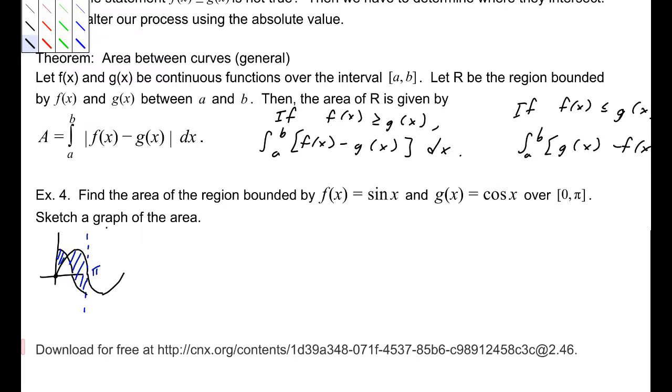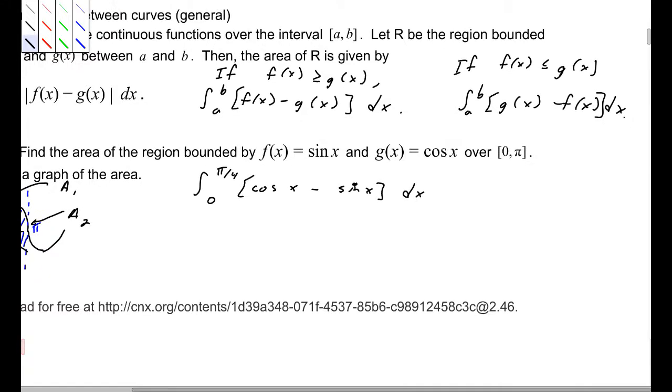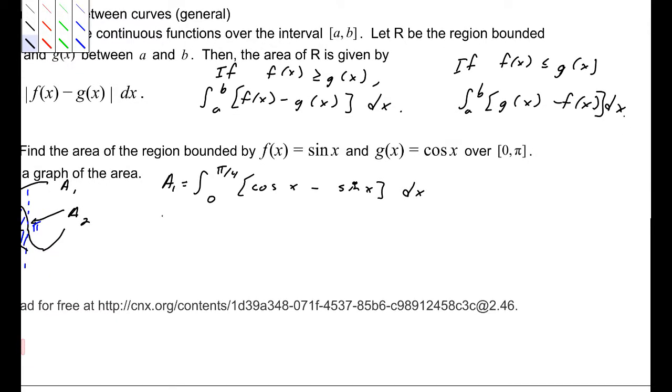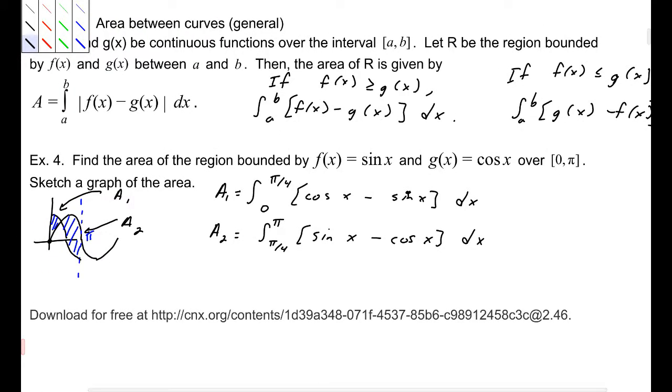The first region is going to be the integral from 0 to wherever they intersect, which I do know for a fact, using technology, is going to be pi over 4. And cosine is above, so we have cosine x minus sine x. That's our area 1. Area 2 is from pi over 4 to pi, and it's sine x minus cosine x, because it is reversed. And there, sine is above and cosine is below.